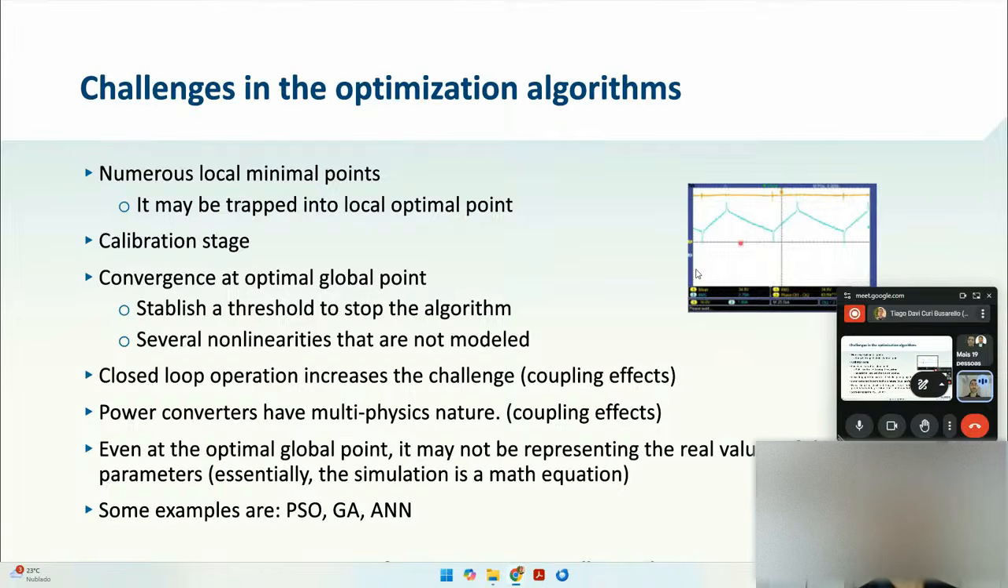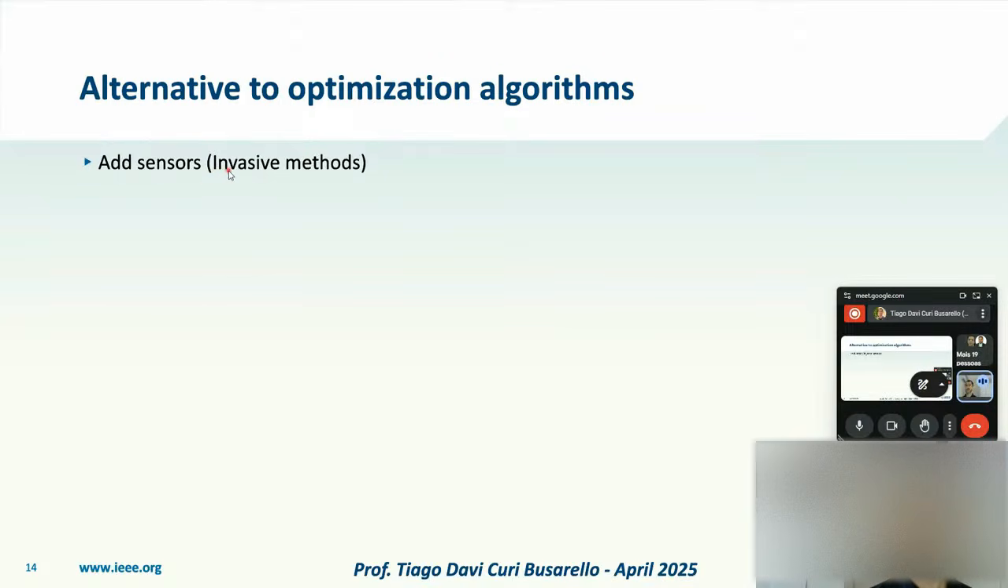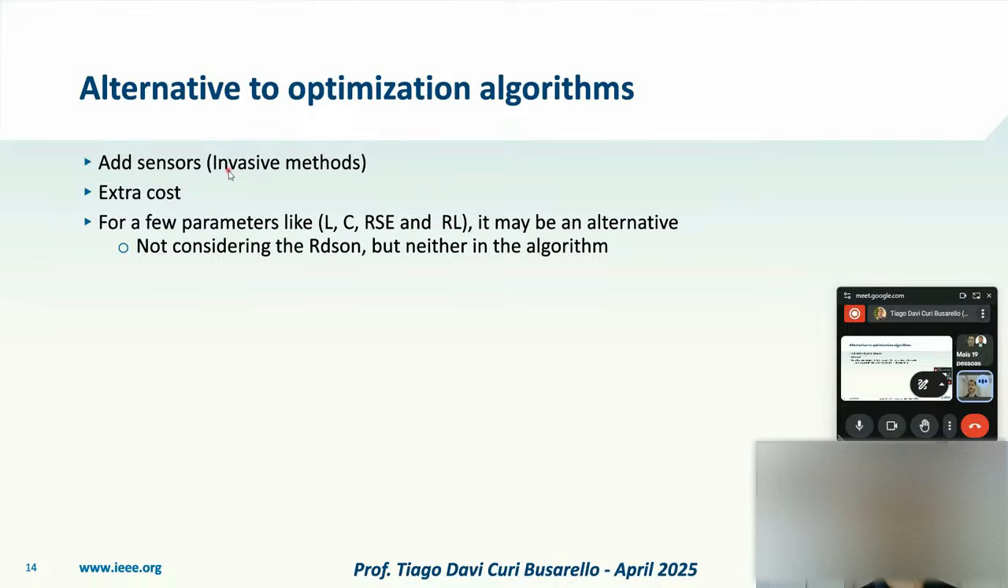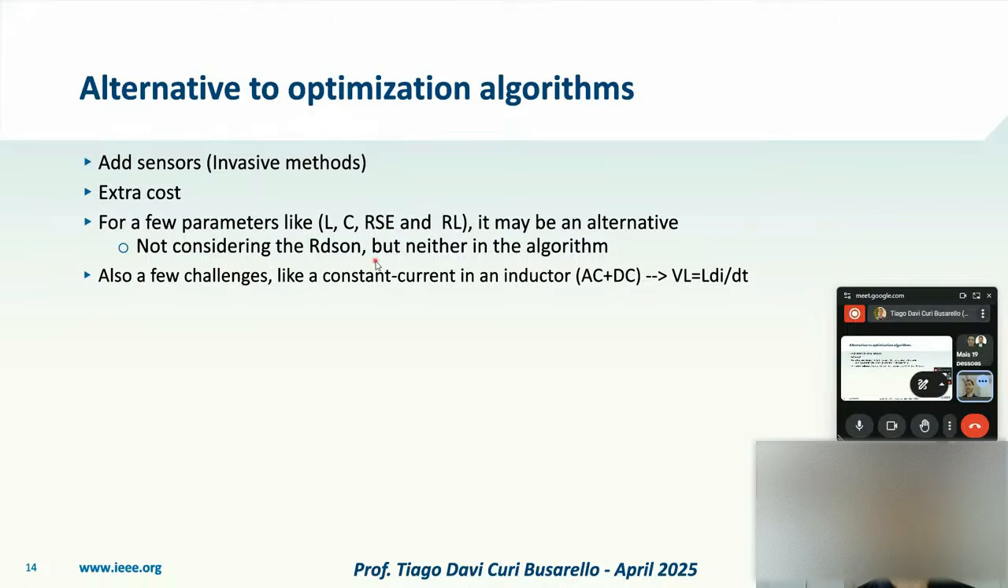Some alternatives to the optimization algorithms: we can add sensors, going to invasive methods. As a result, you're going to have extra cost. But for a few parameters, like capacitance, inductance, series resistance of inductance, it may be an alternative. One may say that I'm not considering, for instance, RDS on. Neither does the algorithm consider all the parameters. So it's quite expected that we add sensors and estimate the parameters individually. We are going to set apart a few parameters, but the algorithm does the same.